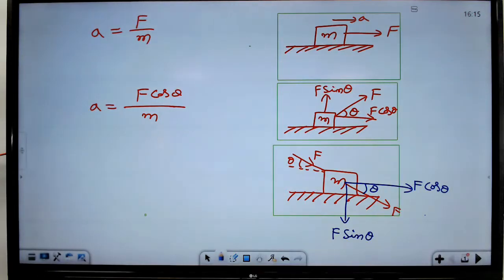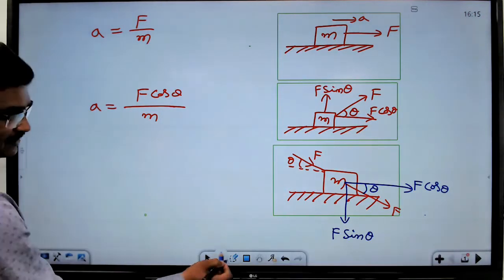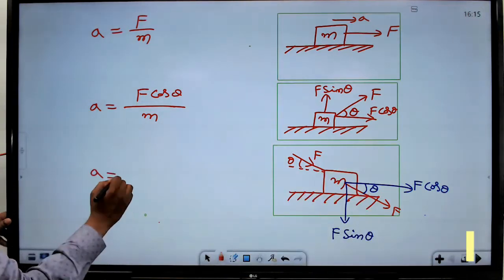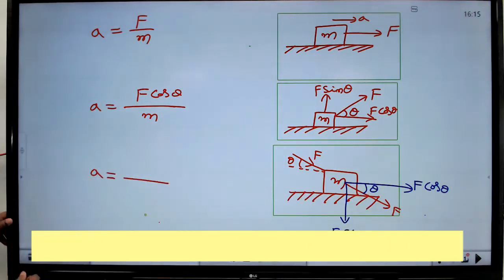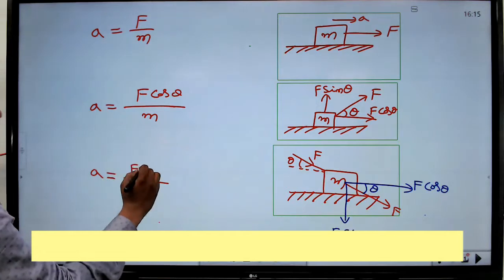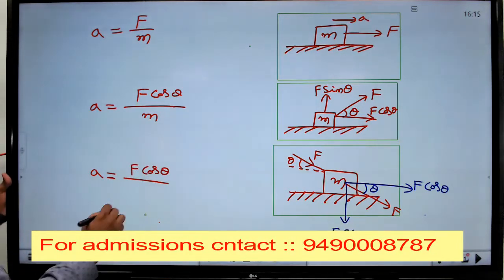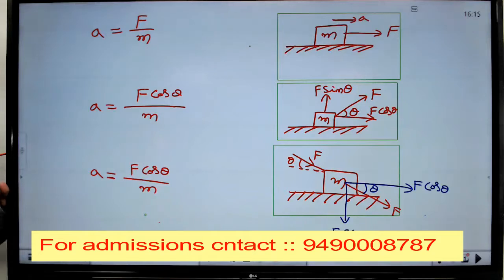Now, what is the net force, or what is the value of net force in this case? So acceleration a equal to F cos theta by m. Is this clear or not?